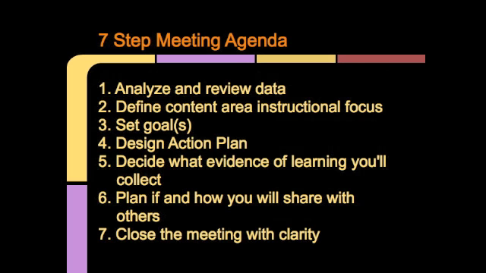The overview of the 7-step meeting agenda is to first start with analyzing and reviewing data. The second step is to define the content area instructional focus. Then we'll set the goals, design an action plan, decide what evidence of learning we're going to collect, and then plan if and how we're going to share it with others. And then we'll close the meeting with clarity. Now let me go into detail of what this looks like.